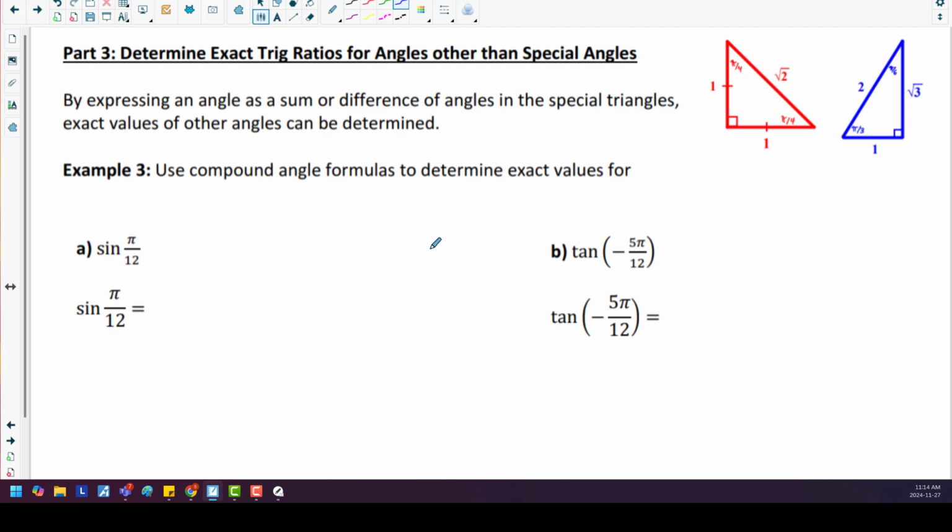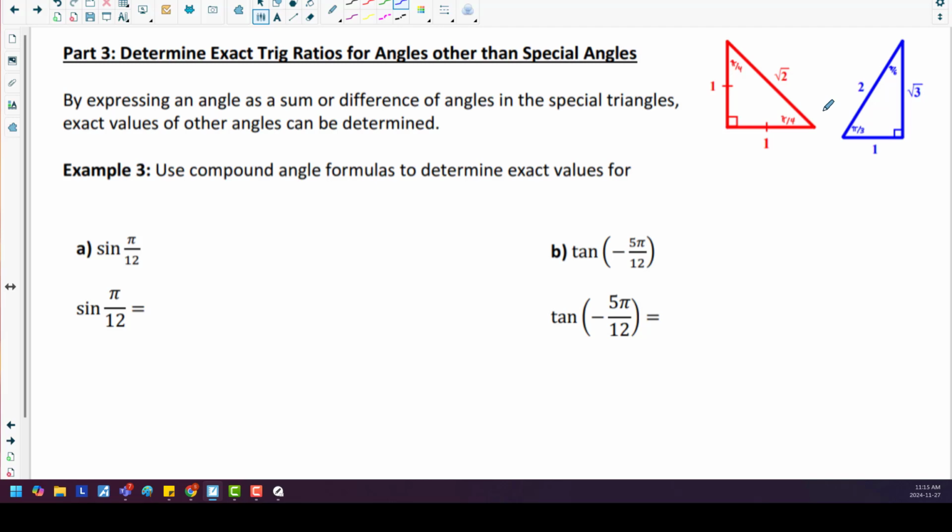Okay, example 3. Determine exact trig ratios for angles other than special angles. So now we are going to be looking for exact values other than your angles being 30, 45, and 60. So 30, 45, and 60 are very easy. You have your special triangles. They've been proven. You know what sine of 30 is, you know what sine of 60 is, you know what sine of 45 is. And you know cos of 30, 60, and 45, and so on. Pretty straightforward. Or, since we're using radians now, pi over 4, pi over 3, pi over 6.